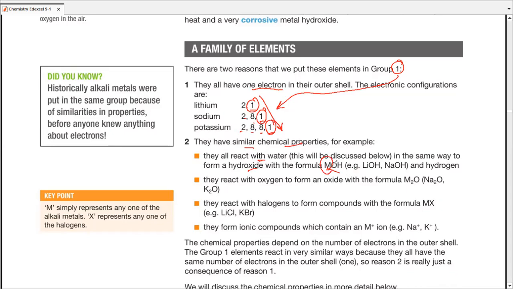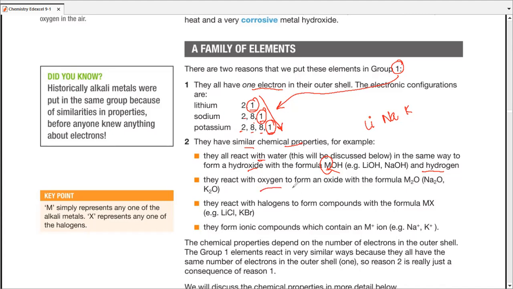M stands for the metal. Replace it with Li in case of lithium, Na in case of sodium, K in case of potassium, and so forth. And they're also going to give you hydrogen gas. So the reaction seems to be similar, but the way they react, their reactivity, is different. The products, however, are going to be a hydroxide and hydrogen every time.